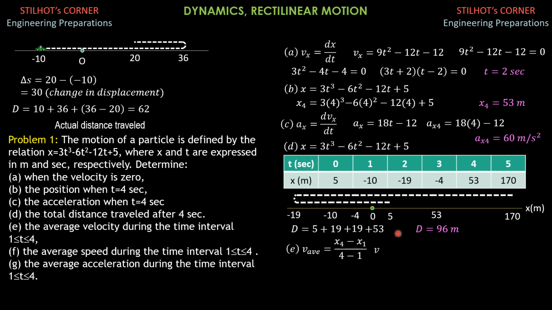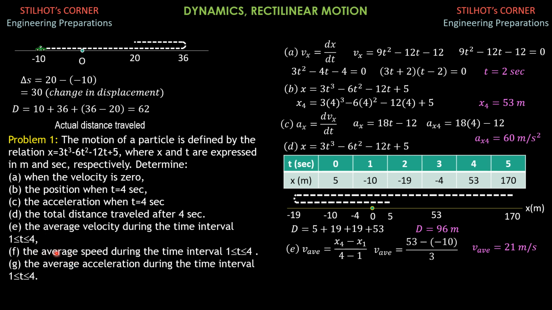So the average velocity during the time interval 1 to 4 seconds is 21 meters per second. It's positive, although there's a portion here which is negative, but the distance traveled to the right is more, so that's why the net value is positive.